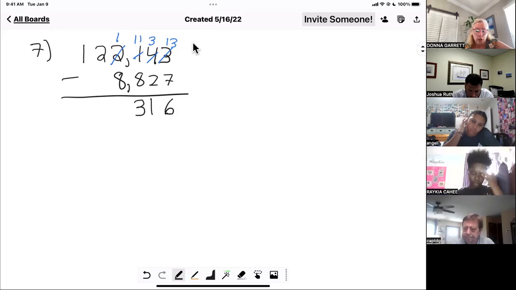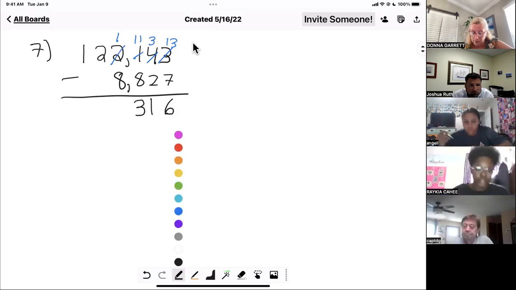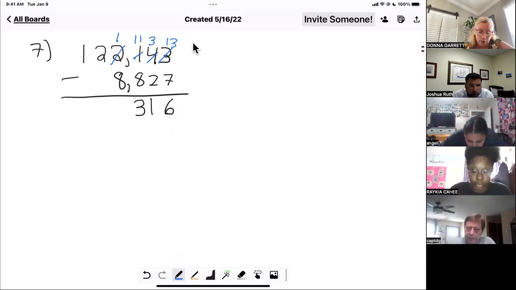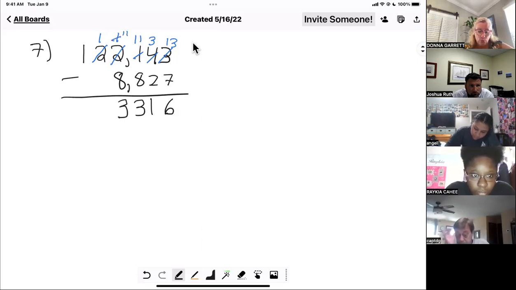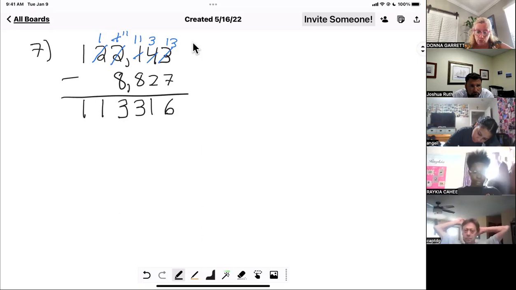And then I go to the 1 and 8, and I can't take 8 things away from 1. So I'm going to borrow again. I'm going to take 1 away from the 2 before and make that a 1, and make this one an 11. So 11 minus 8 is 3 again. 1 is left here, and 1 is left here. And my answer is 113,316.